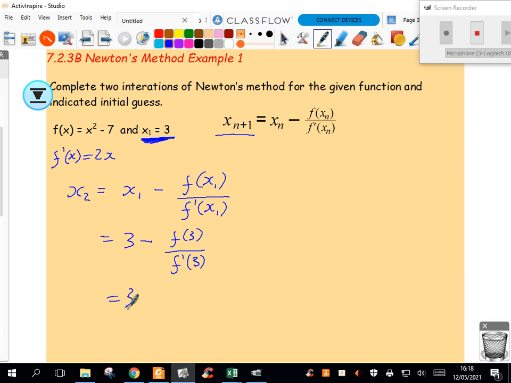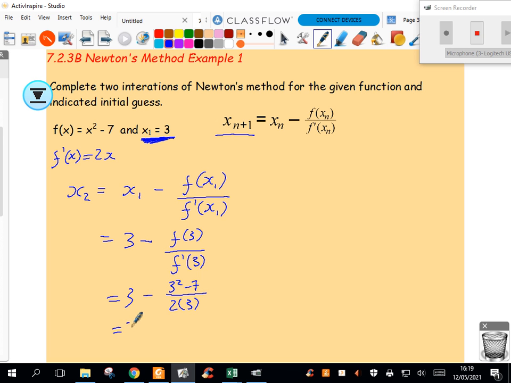So just substituting in. F of 3, well, plug 3 in here. We get 3 squared minus 7. Let me write that in exactly. So that's going to be 3 squared minus 7, over f prime of 3. Well, f prime says double the input. That's going to be 2 times 3.